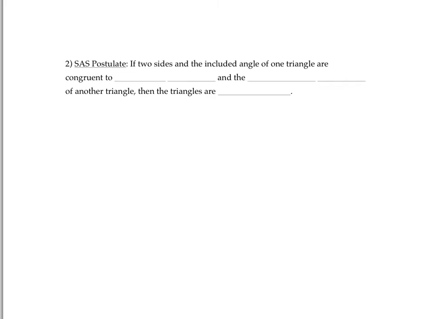For our next shortcut, we're just going to do some fill in the blank, but we're also going to draw a picture for it. The SAS postulate, or the side angle side postulate. It states if two sides and the included angle of one triangle are congruent to two sides and the included angle of another triangle, then the triangles are congruent.